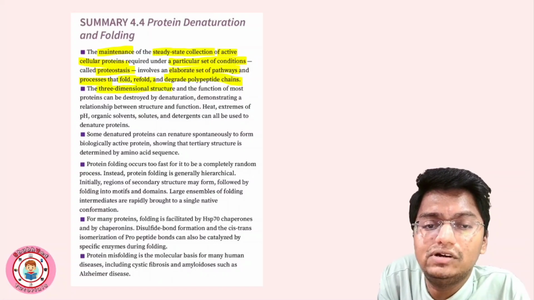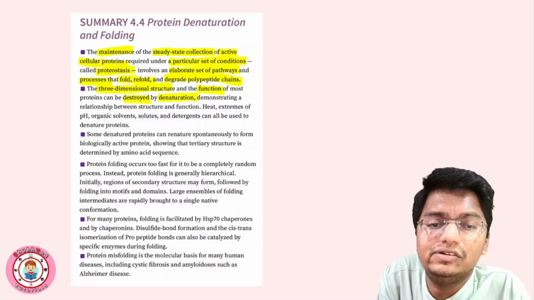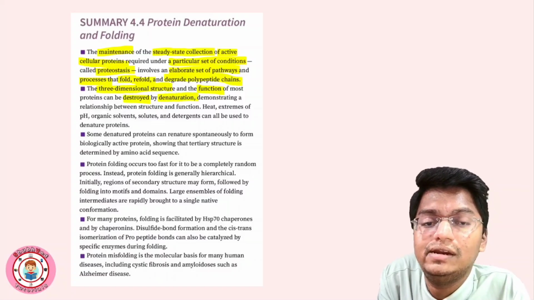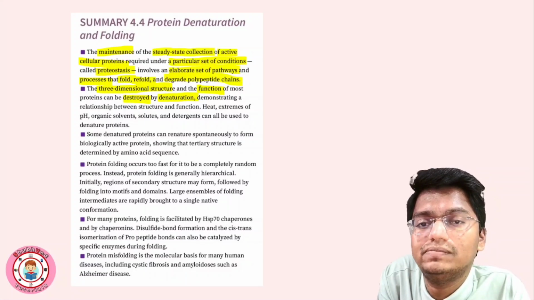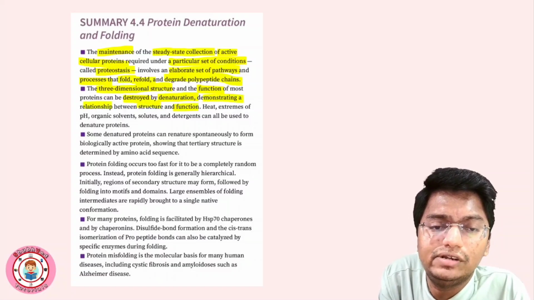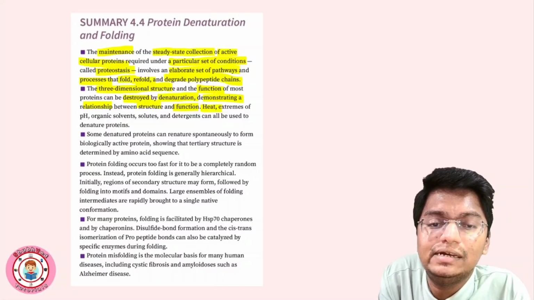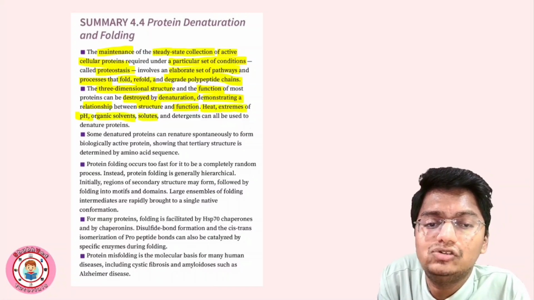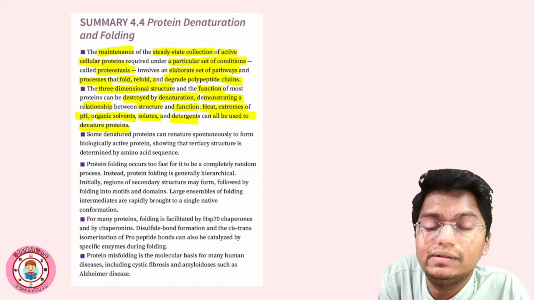The three-dimensional structure and function of most protein can be destroyed by denaturation. Right? Denaturation से destroy कर सकते हैं प्रोटीन का three-dimensional structure and study कर सकते हैं basically about the function of the protein, demonstrating a relationship between structure and function as well as heat, extremes of pH, right? Organic solvents, solutes and detergents can all be used to denature proteins.